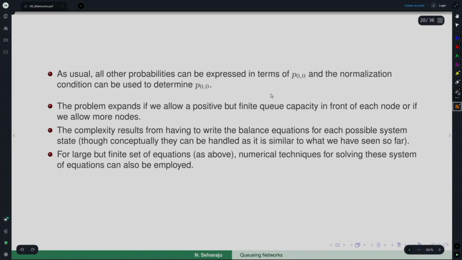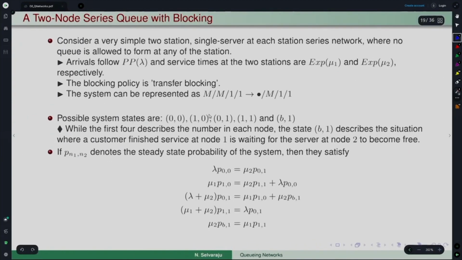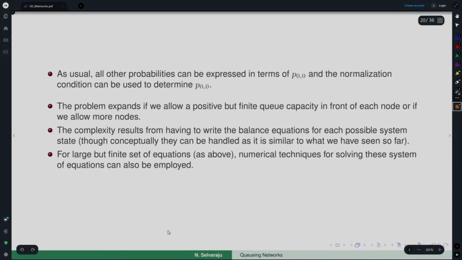But the point here is that if you allow positive but finite queue capacity in front of each node, this will expand, but the complexity is that you have to write the balance equation for each possible state. Conceptually it is fine, right, you can write down whether it is even 1 million, you can think that conceptually you can write down, but practically that is not a feasible option, right.